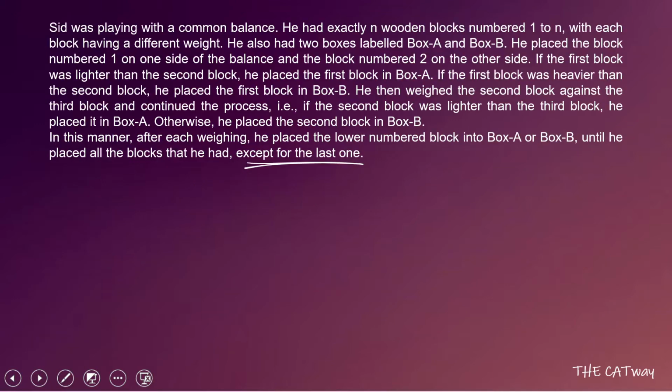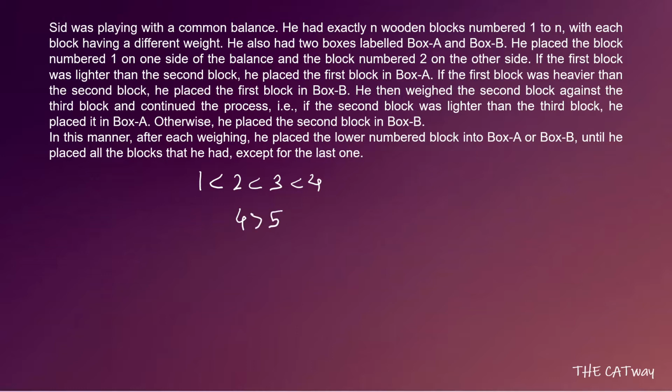So for n equal to 7 and block 4 in box B. Okay, so that means when he was comparing 1 to 2, he found out that 1 is lighter than 2, because that's the reason that 1 went into box A. Comparing 2 and 3, he found that 2 is lighter than 3, that's why 2 went into box A. Comparing 3 with 4, he found that 3 is lighter than 4, that's why 3 went into box A. Comparing 4 and 5, he found that 4 is heavier than 5. Okay, that's why 4 went into box B.